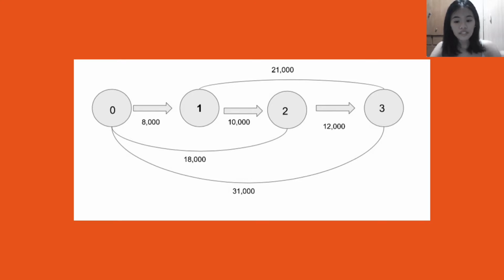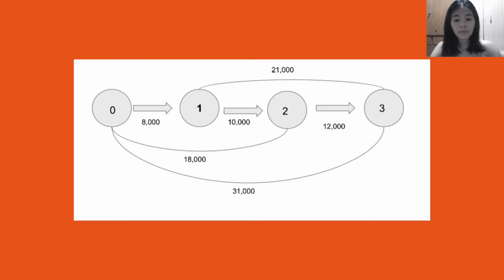Starting off at the first circle, if the company were to sell it at the first year, this would cost $8,000, whereas if it will be sold at the coming year, it will cost $18,000, while if it will be sold at the third year, the cost will be $31,000.